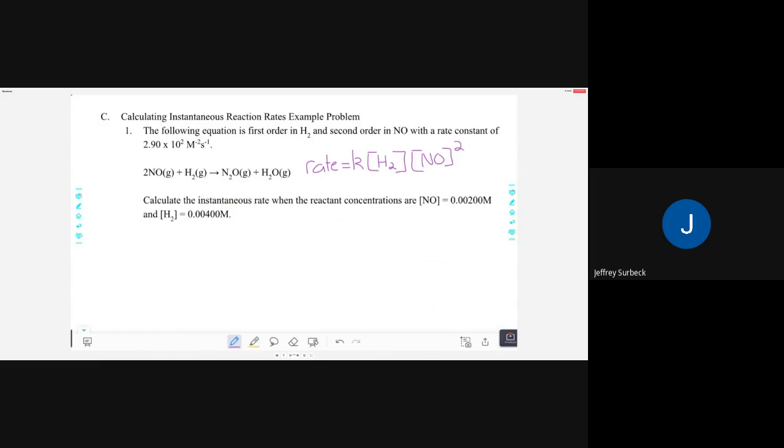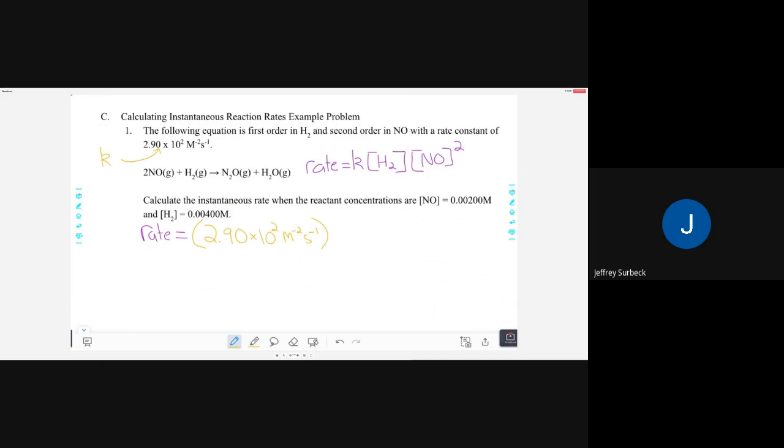Now all we have to do is plug these numbers in. Just so you know, this 2.9 times 10 to the second is our K, the constant in this specific equation. So here we go. Our rate is equal to our K, which I'm going to insert here as 2.90 times 10 to the second. The unit on this is M to the minus 2, s to the minus 1. And because it's in scientific notation, I'm going to put it in parentheses.